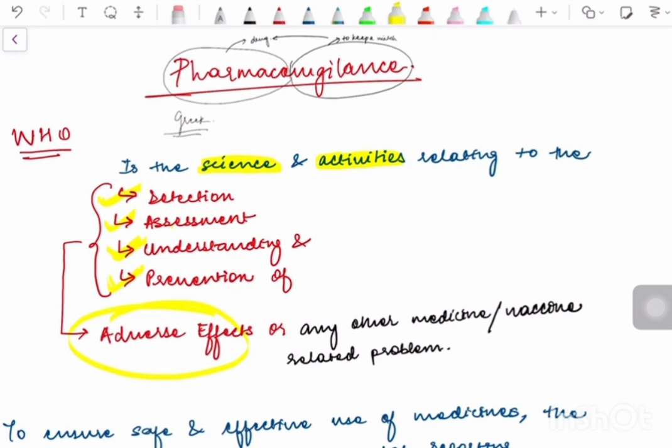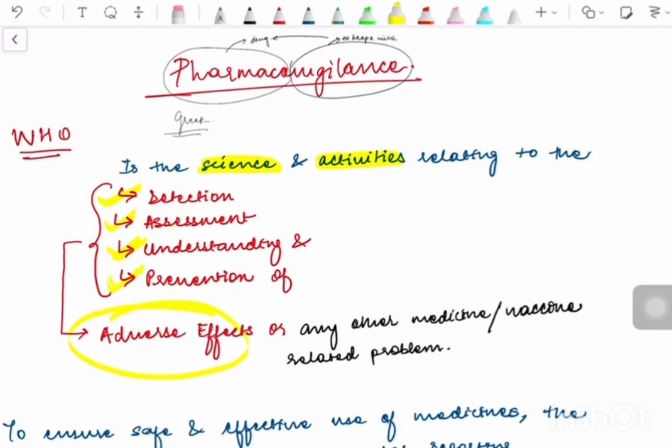So what is pharmacovigilance? It is the science and activities relating to what? It is basic English. The first line itself is just basic English. The keywords are written in red ink. It is a science and activities relating to detection of the adverse effects first, then assessment, then they are understood, and then how to prevent them is looked at.